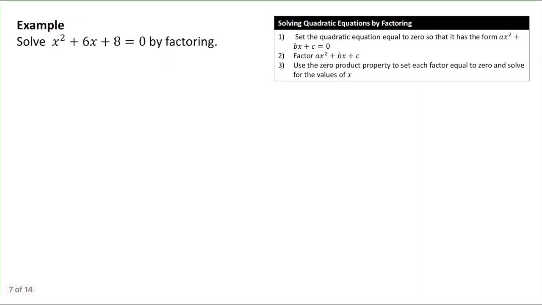So now let's solve x squared plus 6x plus 8 equals 0 by factoring. So remember, when you're factoring, you're going to look for the value of a and see if it equals 1 or if it does not equal 1. In this case, a equals 1, so I can just look at the value of c. In this case, c is 8. So I'm going to look for factors of 8. And they need to have a sum that's equal to my b value, which is 6.